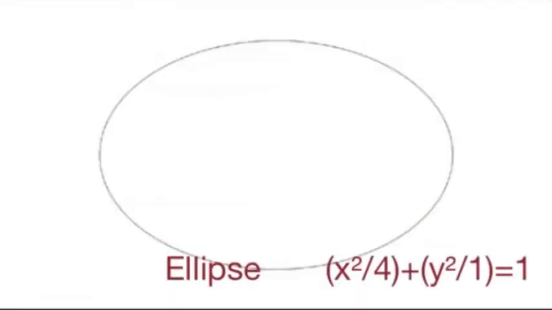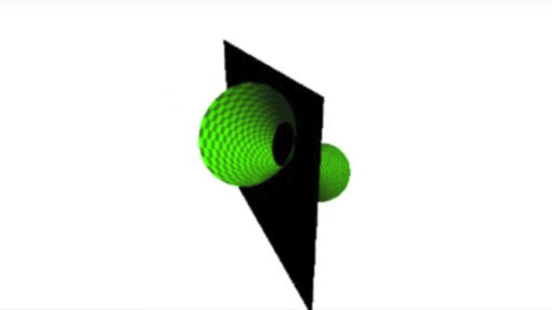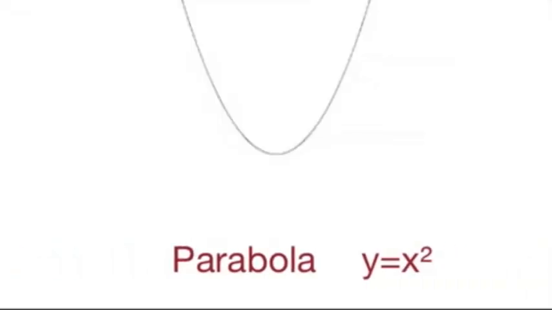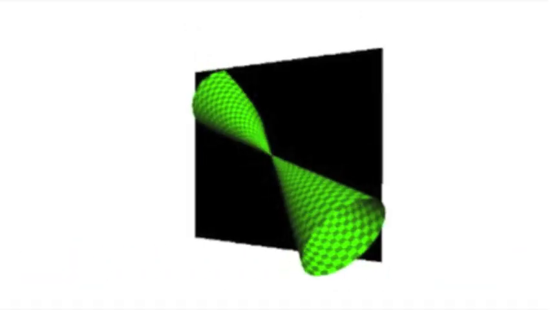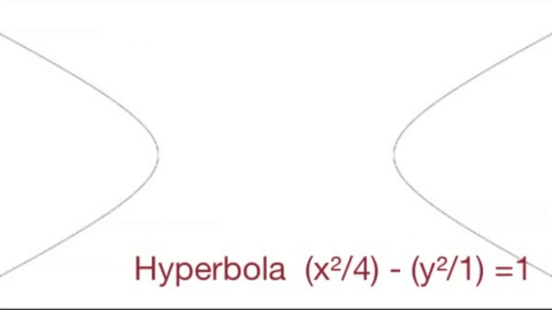an ellipse when the plane intersects one of the cones but is not perpendicular to the axis, a parabola when the plane intersects one of the cones but is not perpendicular to the axis, and a hyperbola when the plane intersects both of the cones.